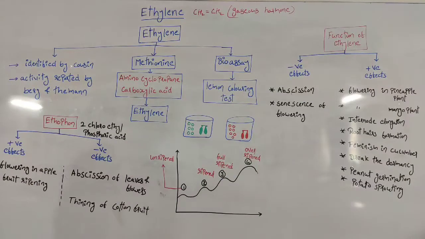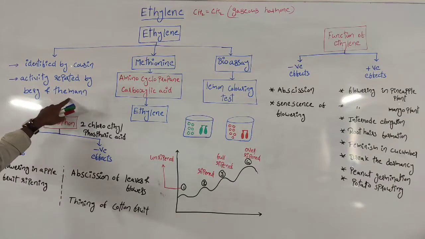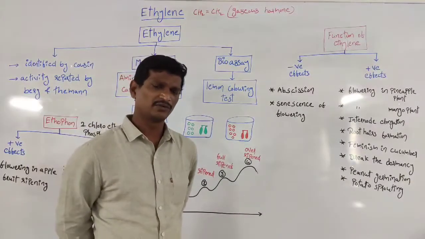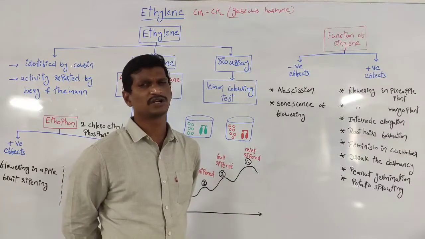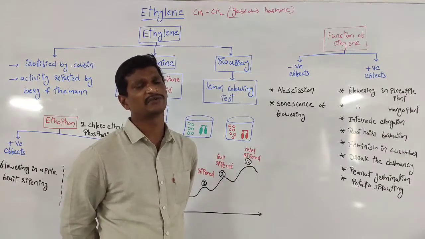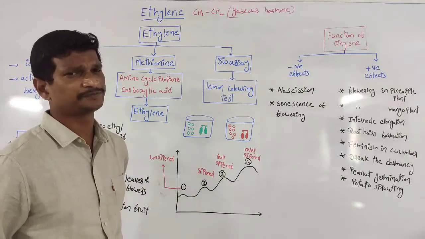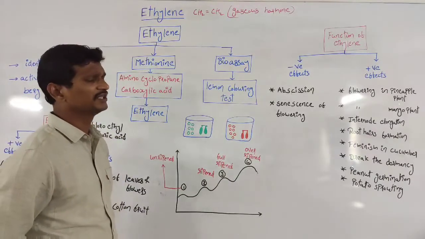So that is the best example for the role of the ethylene hormone. Ethylene hormone was first discovered by Cousin. The scientist's name is Cousin, right? And later, the activity of the ethylene hormone was identified by Berg and Thiemann. Ethylene is a derivative phytohormone. All phytohormones are derived from different substances, but this one is quite different from the remaining phytohormones because it is derived from an amino acid.